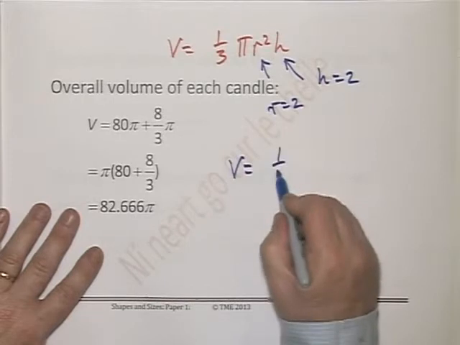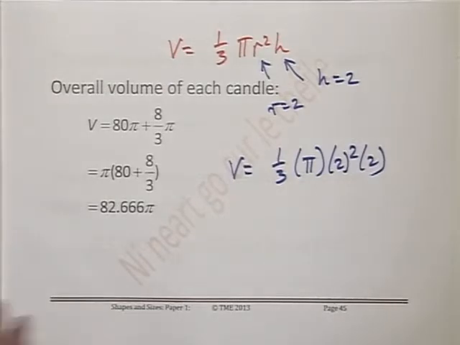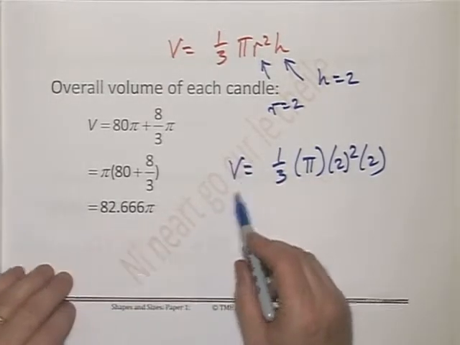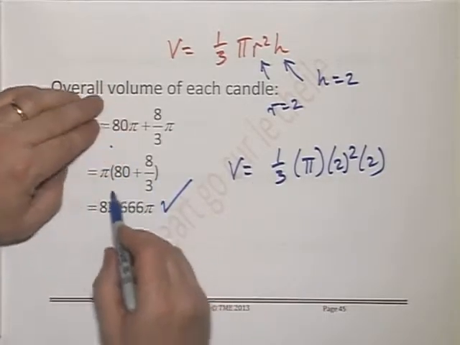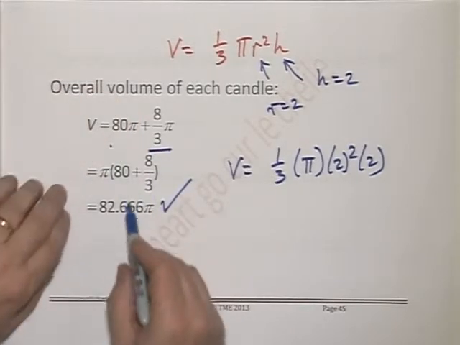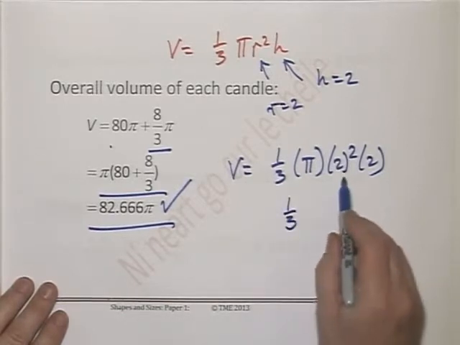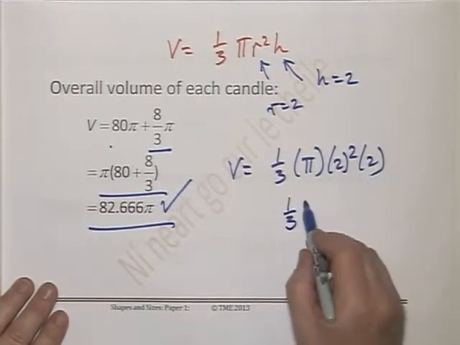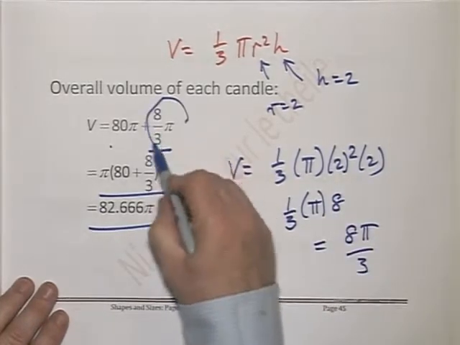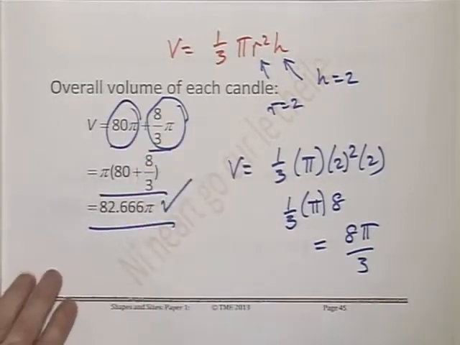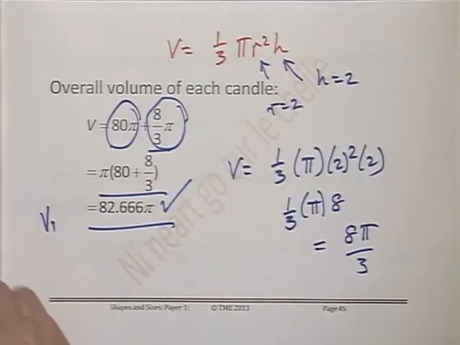So V is equal to 1 over 3 pi 2 squared 2. Everything we have again. So we get the volume of this. If we multiply this out, this is a third. 2 by 2 is 4, by 2 is 8, so it's pi 8. So it's really 8 pi over 3, and that's the conic section, and that's the cylinder section. So now we have the volume of this, V1, let's say.